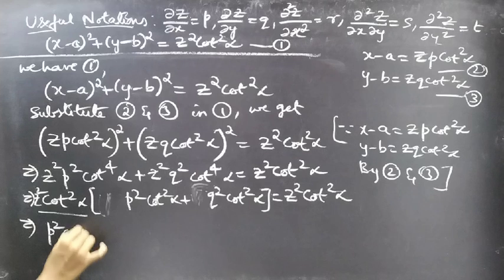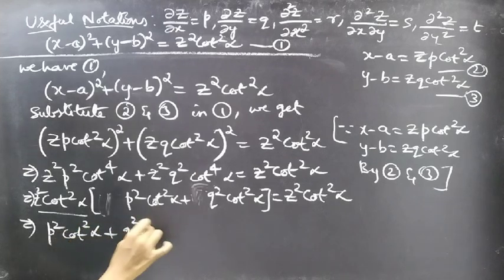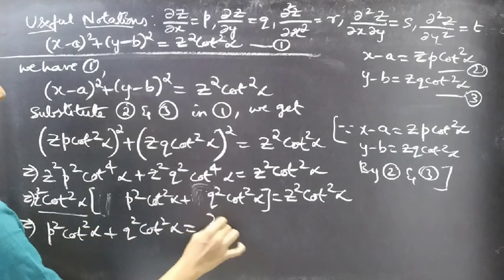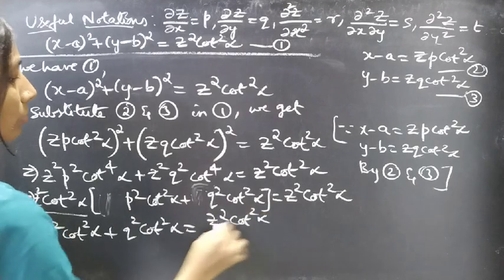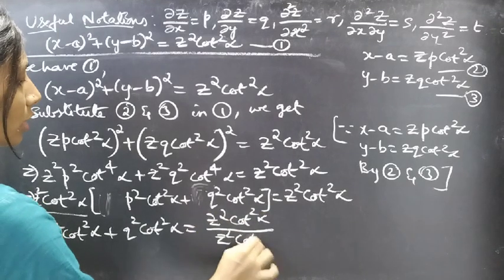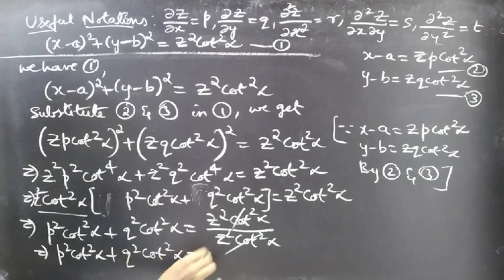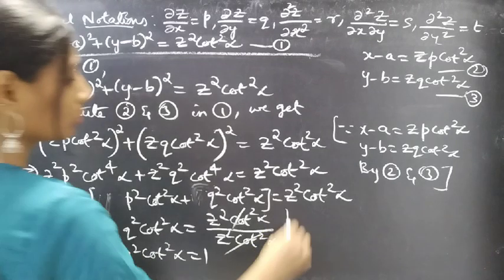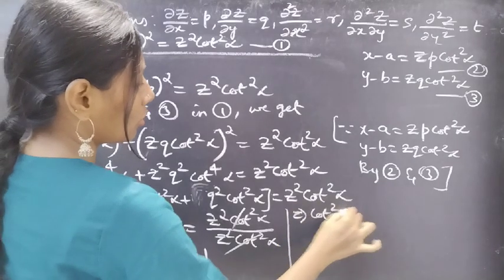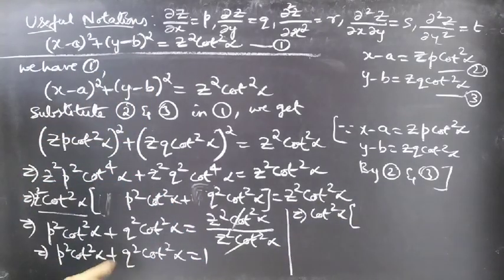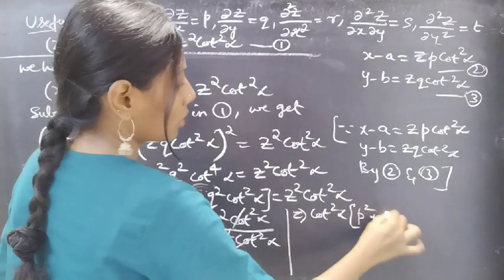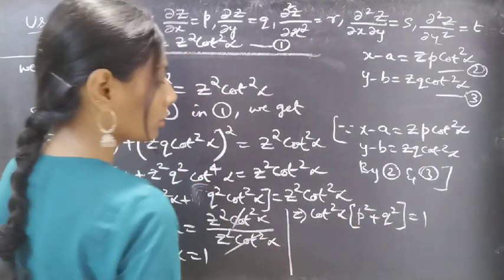We'll get p square cot square alpha plus q square cot square alpha equal to z square cot square alpha by z square cot square alpha, which gives us 1, right? Then p square cot square alpha plus q square cot square alpha equal to 1. Now take cot square alpha common from these two terms, we'll get cot square alpha into p square plus q square equal to 1, right?